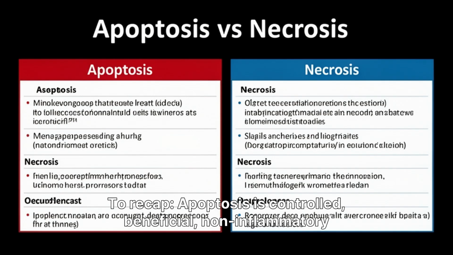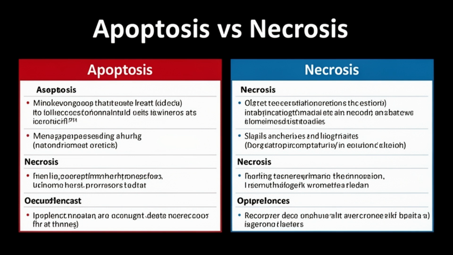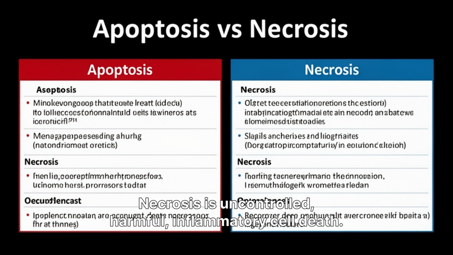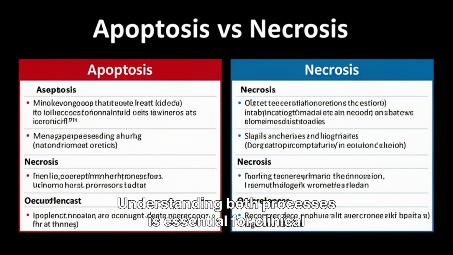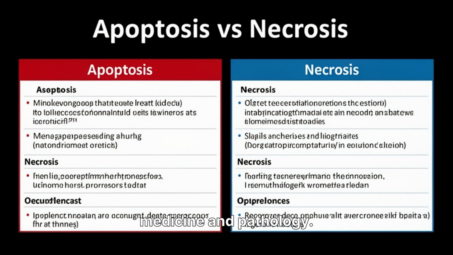Summary. To recap, apoptosis is controlled, beneficial, non-inflammatory cell death. Necrosis is uncontrolled, harmful, inflammatory cell death. Understanding both processes is essential for clinical medicine and pathology.